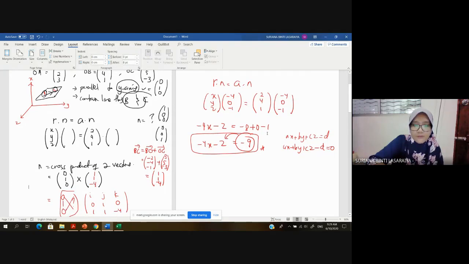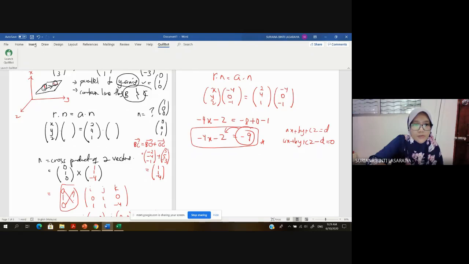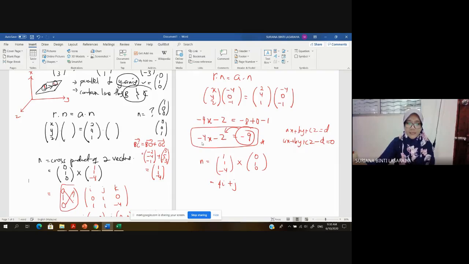Okay. So suppose that for finding the cross product, you are using n equals 1, 1, negative 4, cross with 0, 1, 0. It is reversed. So what will be your answer if it is reversed like this? If it is reversed, you will get positive 4i plus j. Do you see? You will get 4i plus j.